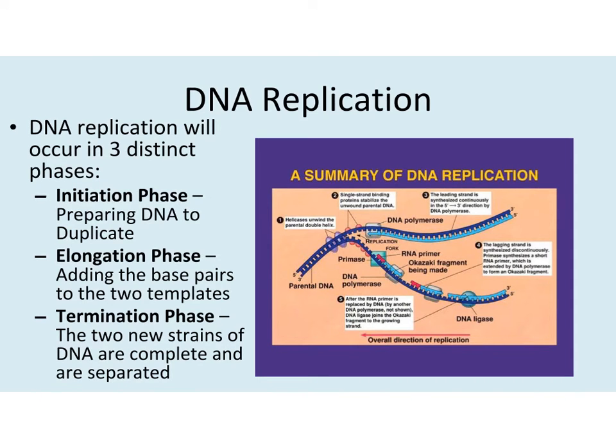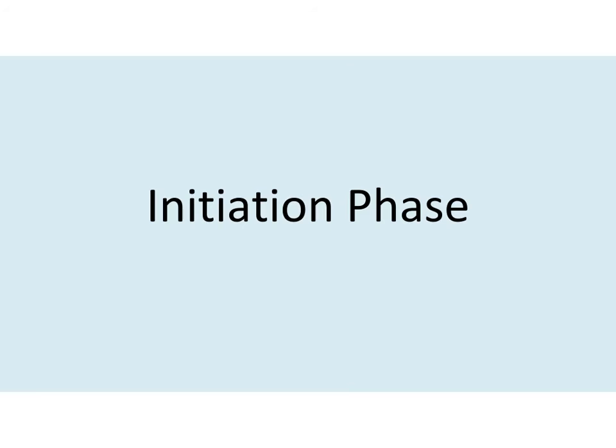Now, let's go through replication. Replication happens in 3 phases. Today's lecture is only going to go through 1, and the only phase that we're going to go through today is the initiation phase. This one right here. So this is like preparing the DNA to duplicate. Let's go through it. It's not very complicated. All right, so initiation phase.